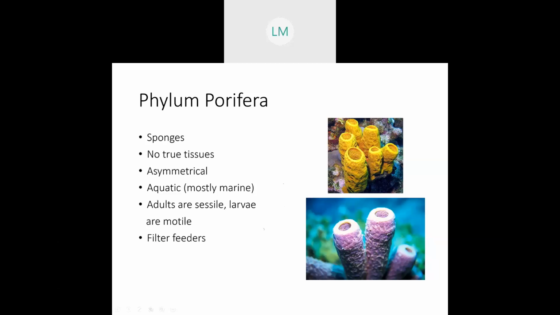Their larvae can swim away and colonize a new area, which makes sense, right? We don't want our larvae developing right next to where we are because we're competing for the same food. So it's beneficial for our larvae to be able to get up and move away and colonize a new place. Phylum Porifera are also filter feeders, meaning that they are going to run water through their bodies and filter out particles from the water that they feed on.